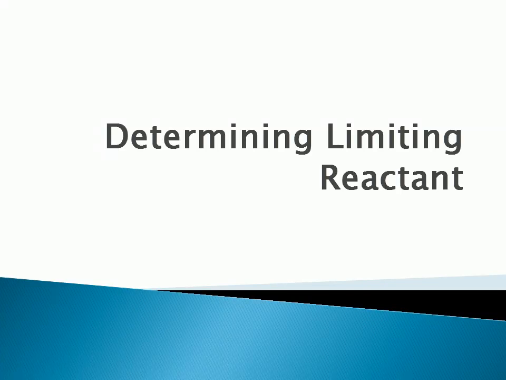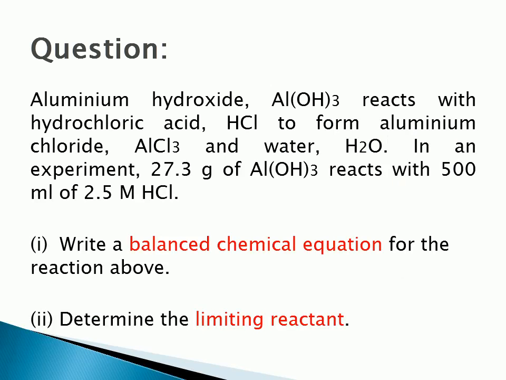So today we will learn about determining limiting reactants. So the question below: aluminium hydroxide reacts with hydrochloric acid to form aluminium chloride and water. In an experiment, 27.3 gram of aluminium hydroxide reacts with 500 ml of 2.5 M HCl. So we are required to write a balanced equation and to determine the limiting reactant.